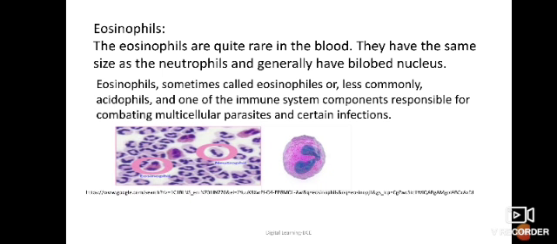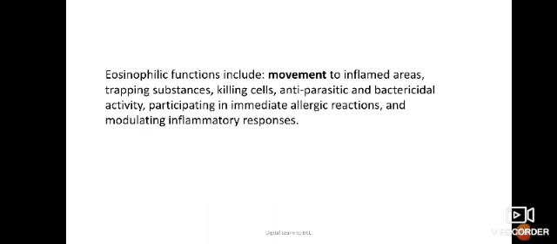Now, the next granulocyte is the eosinophil. Eosinophils are quite rare in blood. They have the same size as the neutrophils and generally have a bilobed nucleus. Eosinophils, sometimes called eosinophiles, or less commonly acidophils because they take up acid dye into their cytoplasm, are one of the immune system components responsible for combating multicellular parasites and certain infections.